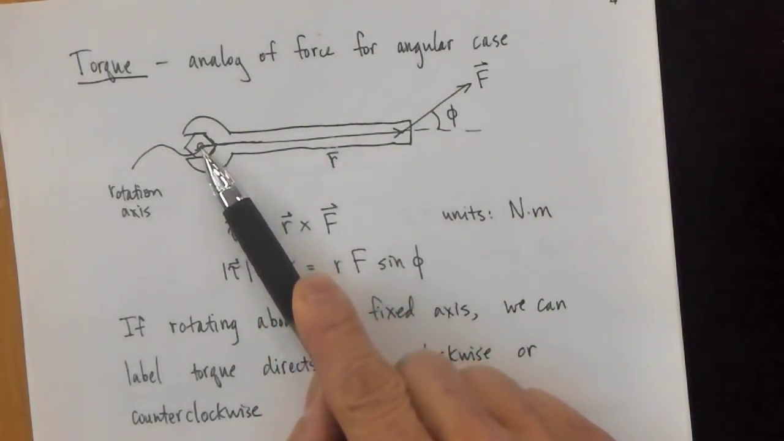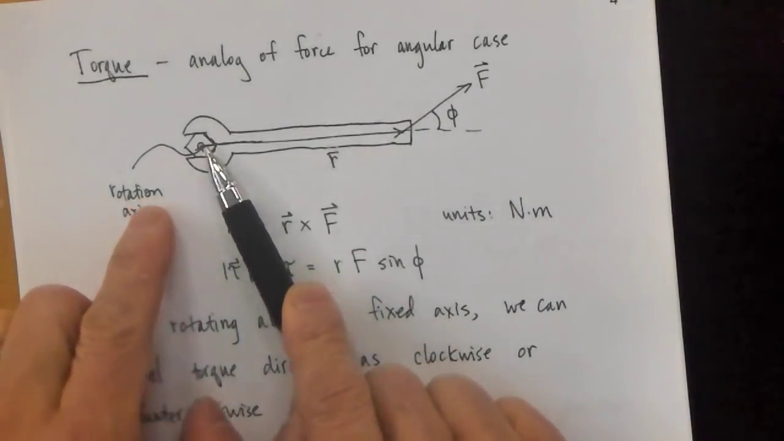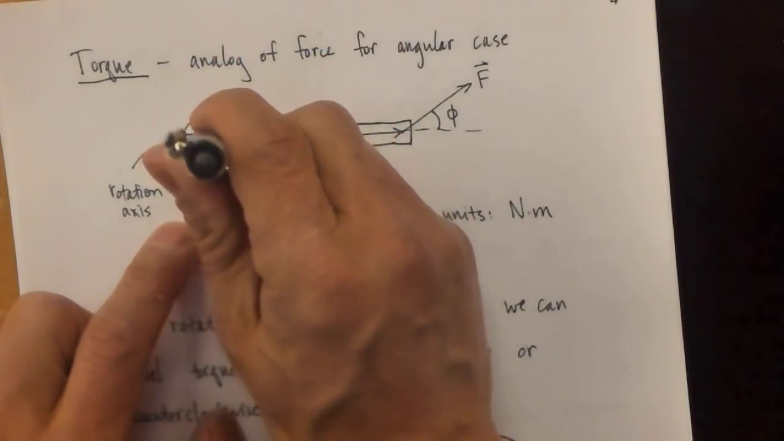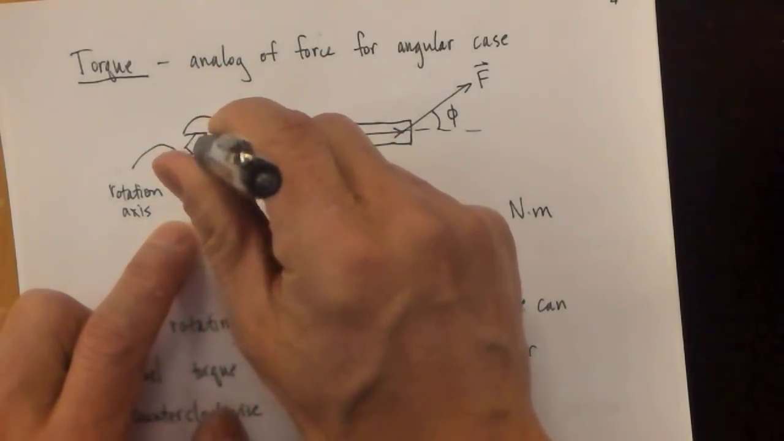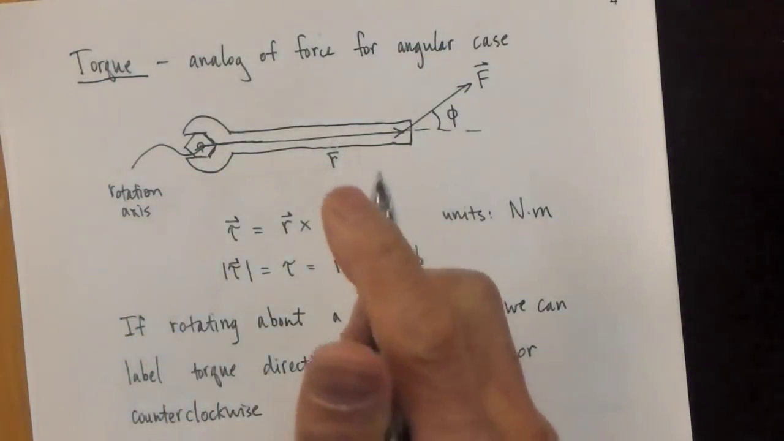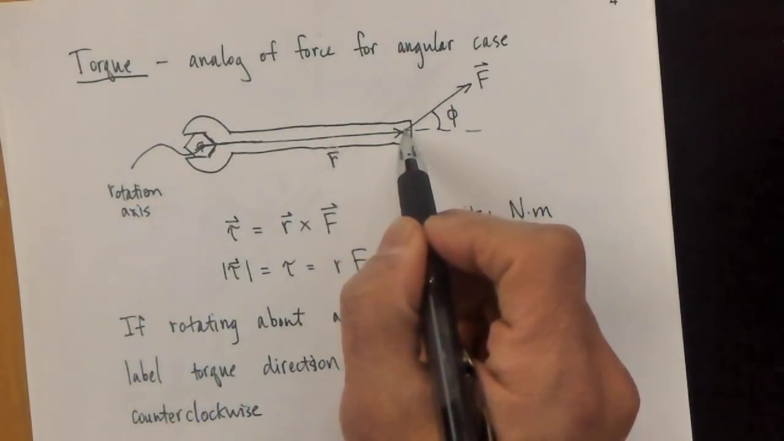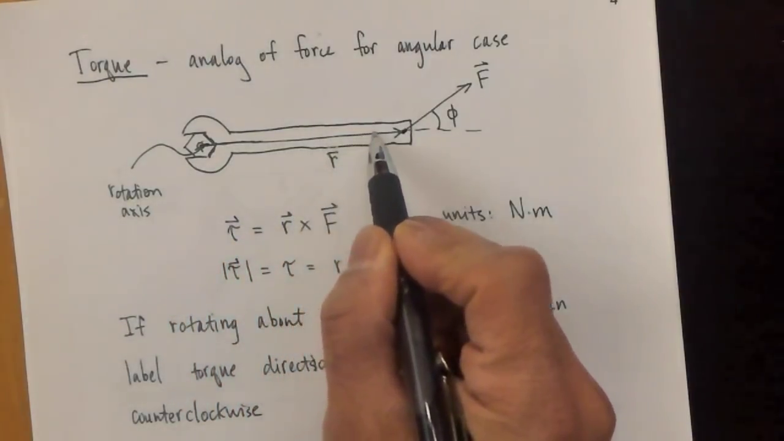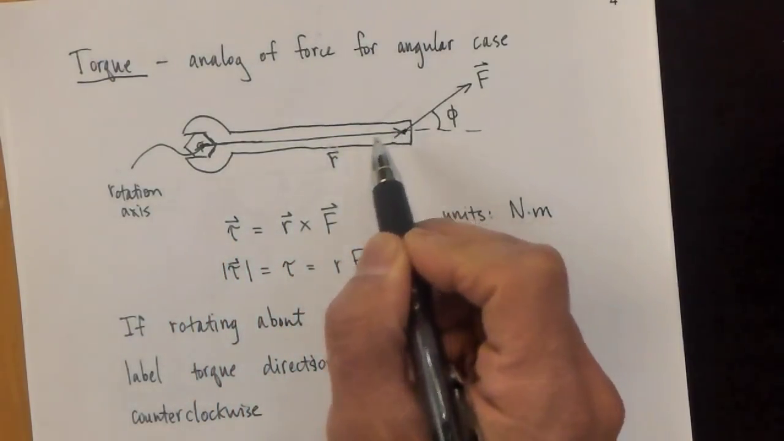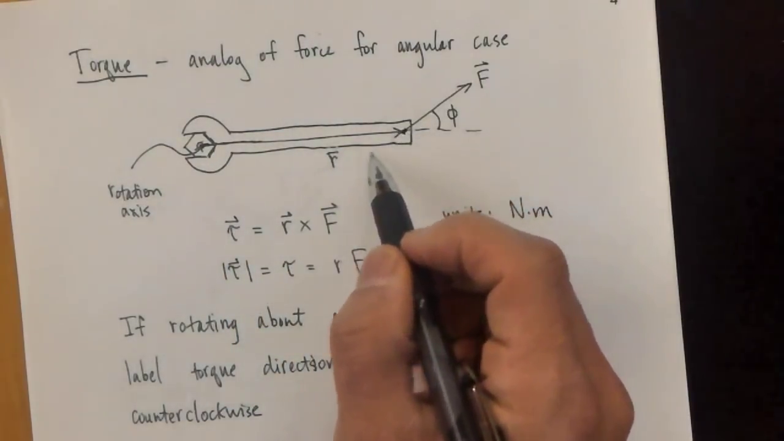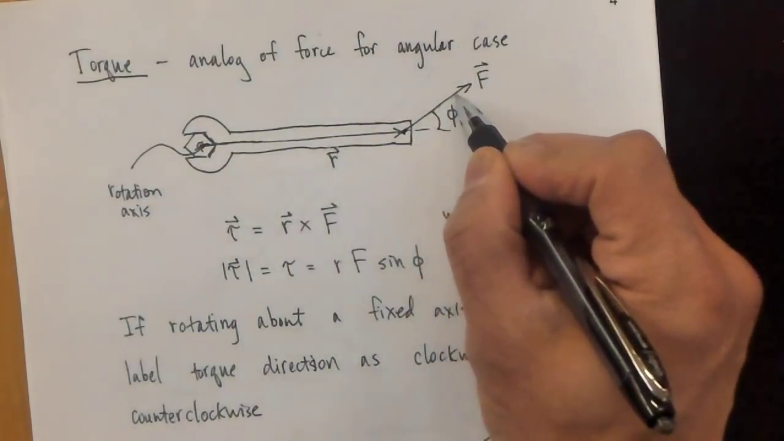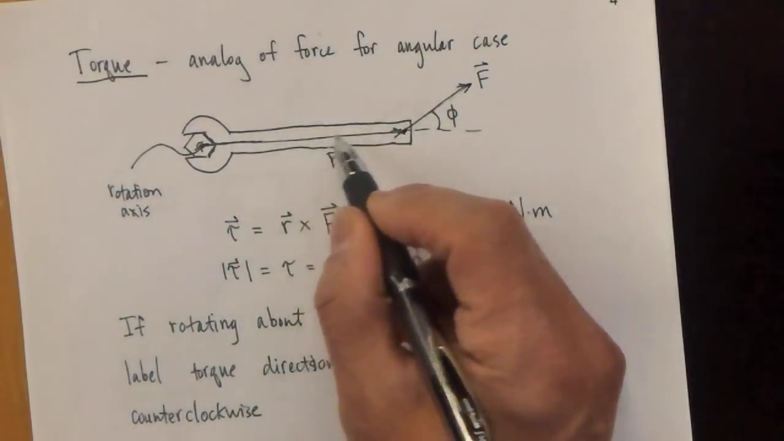So we have some rotation axis. We always have to specify where we're rotating around. It's a three-dimensional picture, so think of an axis we're rotating around, and I'm just drawing it as a point. The first thing is to figure out where the force acts. You put your pen there, then draw an arrow going from the rotation axis to the point where the force acts. I call that the lever arm. You can call that the position vector R, whatever you want. That's R. And then you have the angle between F and R.